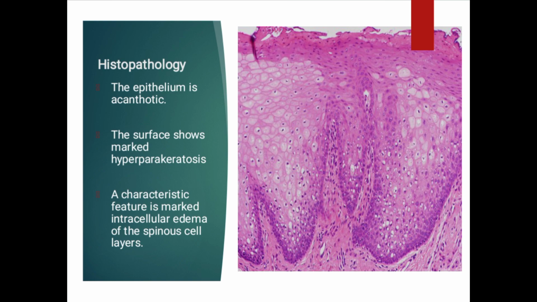Now what is the histopathology? Very important is the histopathology. Basically the epithelium is acanthotic. You can see that the prickle cell layer is thickened and has increased numbers. So it is acanthotic. Then of course it is hyperparakeratosis. The characteristic feature is that the spinous cell layer, or prickle cell layer, has intracellular edema. You can see here the intracellular edema, which is a characteristic feature.